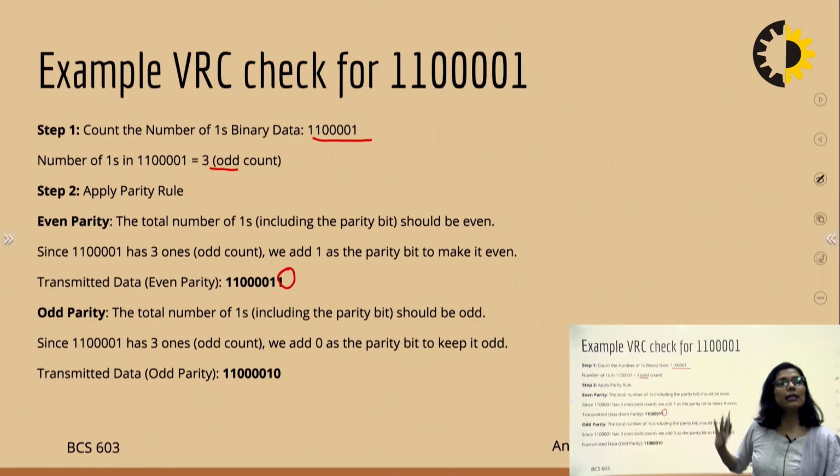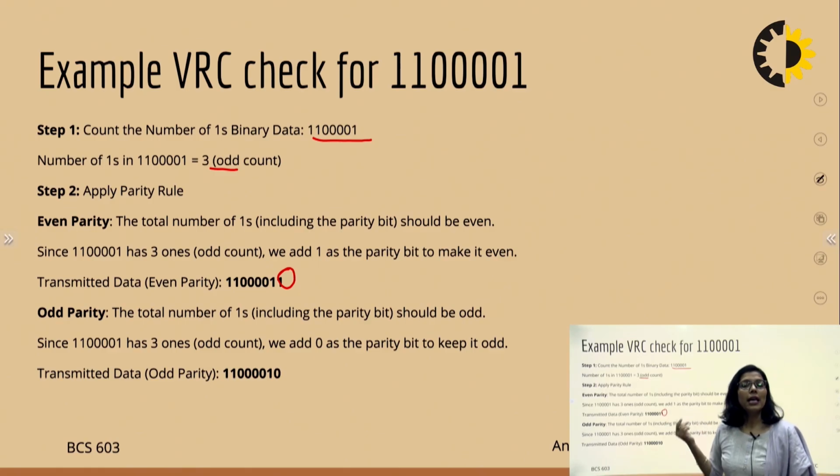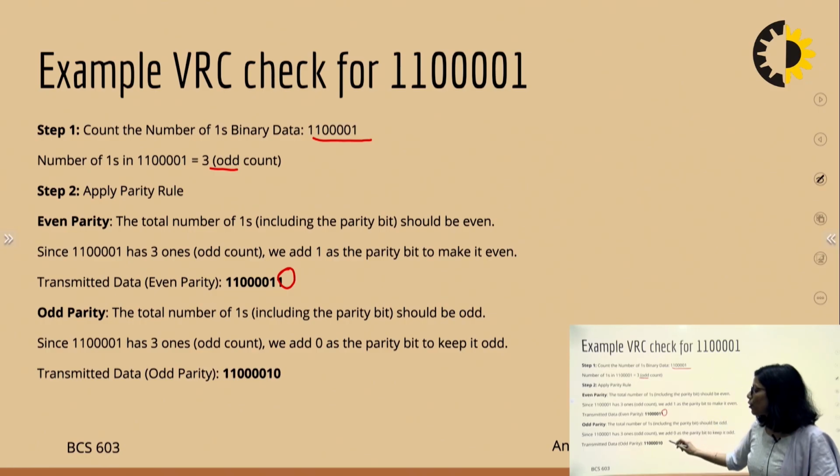Now, at the receiving side, when I receive the data, I will check. If my number of 1s is even, I will say okay, there is no error. But if the number of 1s received is odd, then we can say there is some error. Similarly for the odd parity.